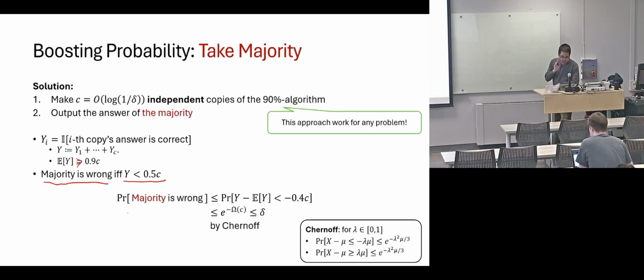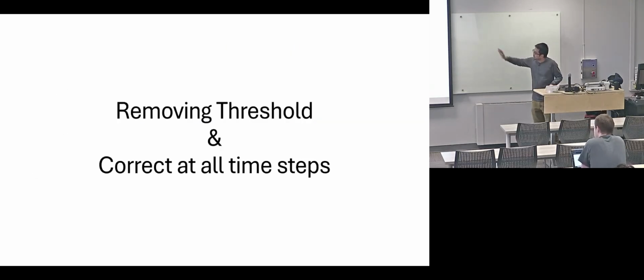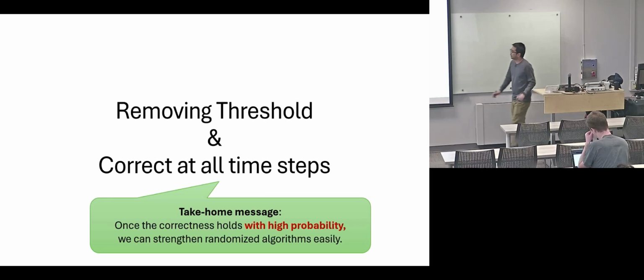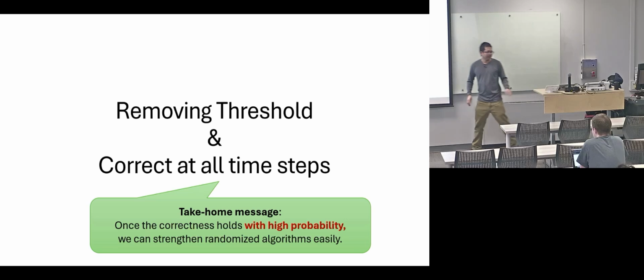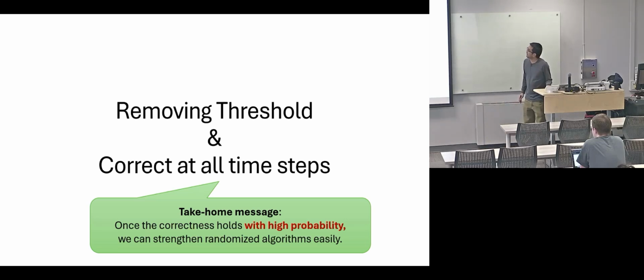Let me finish this with another one. We want to remove the threshold. We solved the threshold version, and we also want to be correct at all times. We can improve our algorithm easily. My point here is that once you have correctness with high probability, it's quite easy. You will see that you can strengthen your algorithm to do whatever, in a quite flexible way. So let's try to get an approximation, not just solve the threshold version.